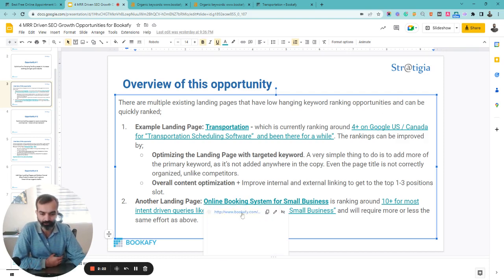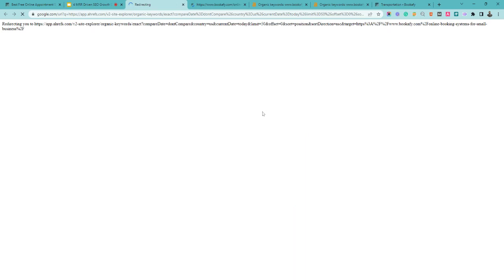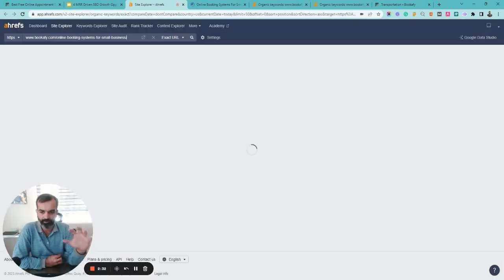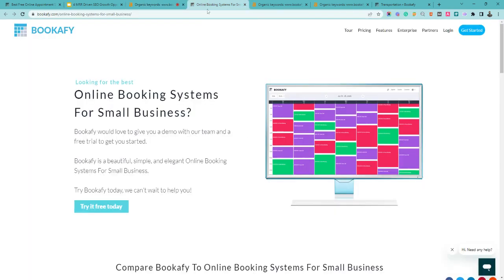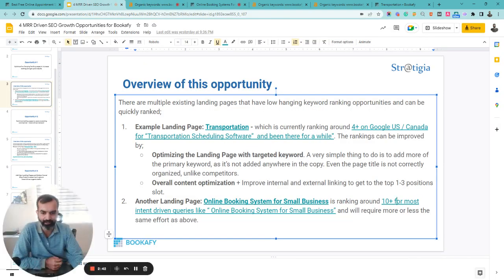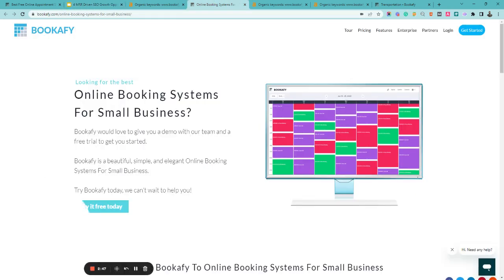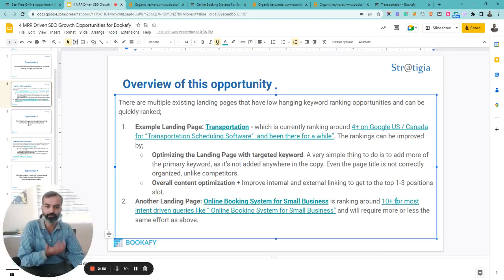Another landing page is this one, online booking systems for small business. It has more or less the same trend as the transportation page, and it is currently stuck in the 10th position for some time now. It has the same kind of issues, where the page is not correctly optimized, and will require more or less the same effort as the transportation page.